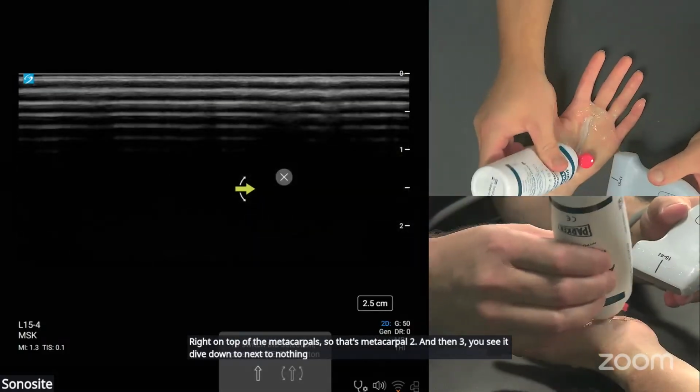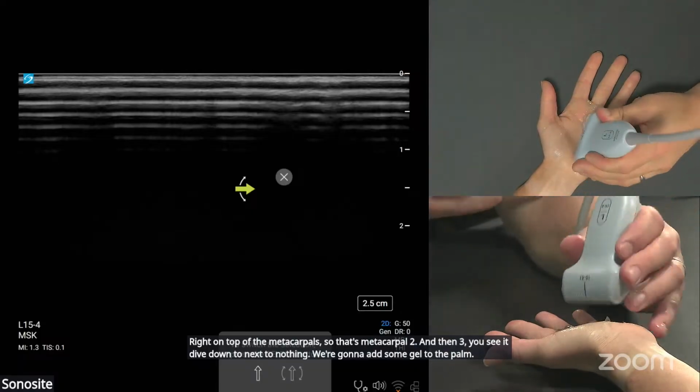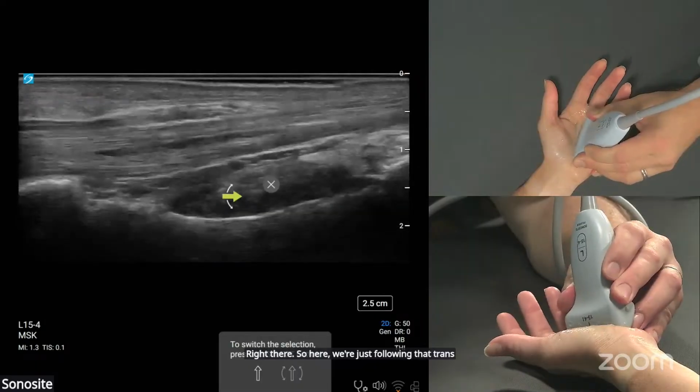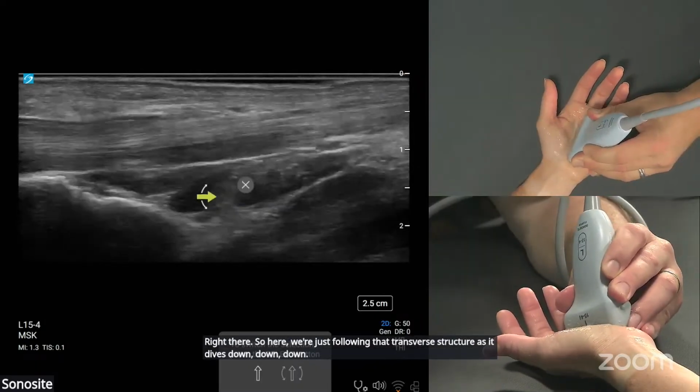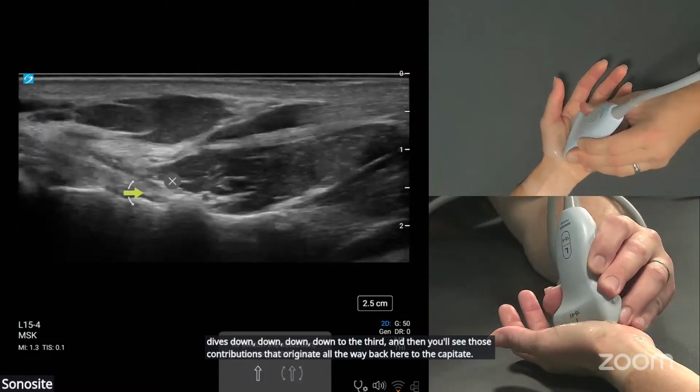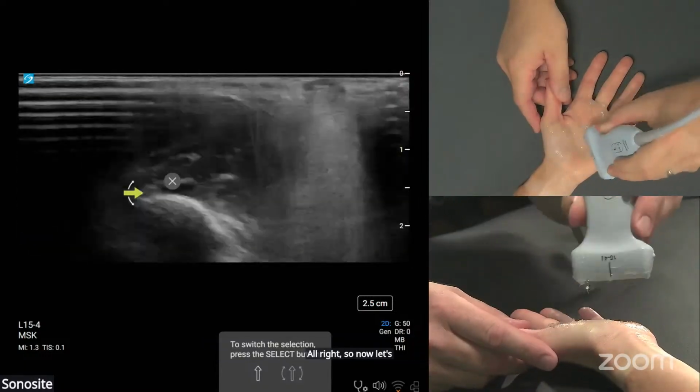We're going to add some gel to the palm. Right there. So here we're just following that transverse structure as it dives down, down, down, down to the 3rd. And then you'll see those contributions that originate all the way back here to the capitate. All right. So now let's go to thumb and pinky.